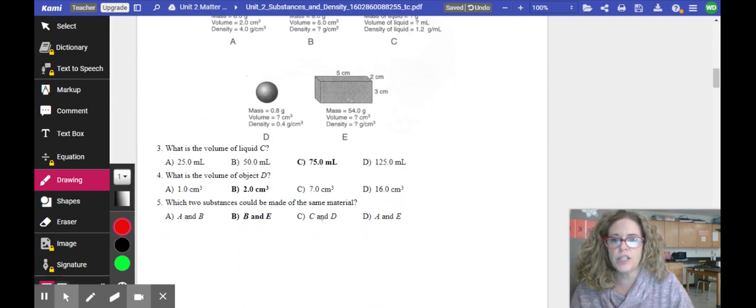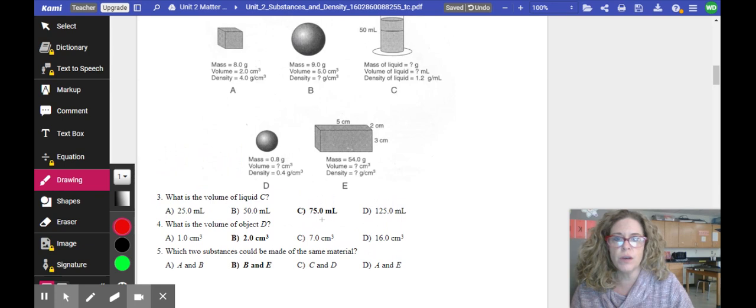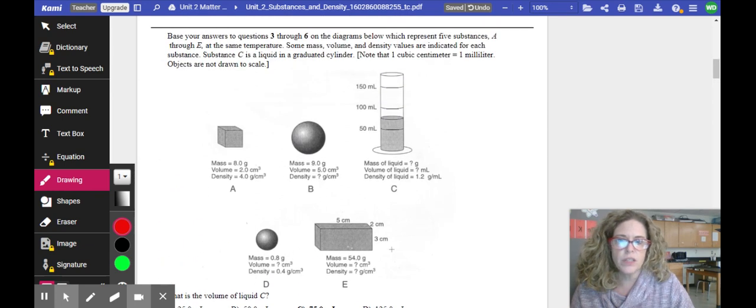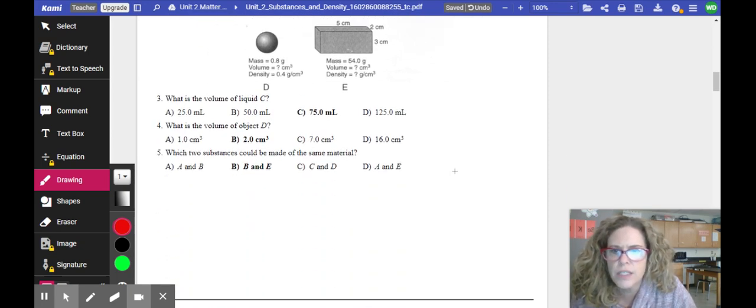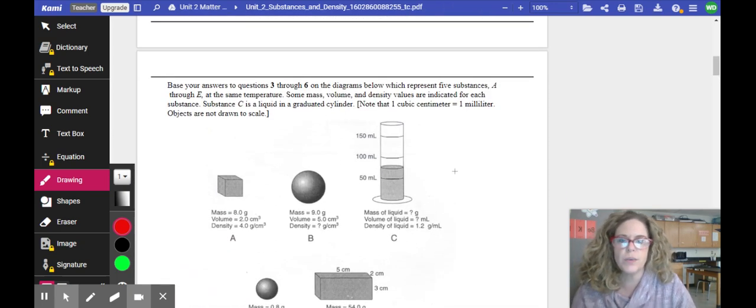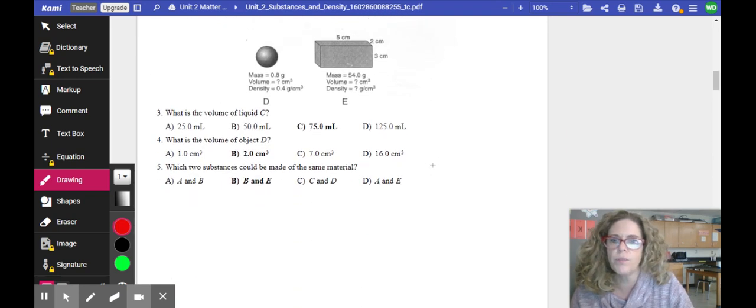So we have a whole bunch of pictures, and we want to know the volume of liquid C. All right, so we don't know the mass, and we don't know the volume, but we do have the density. So what is the volume of liquid C? Sorry, we just have to measure that in the graduated cylinder. You're just going to measure the volume.